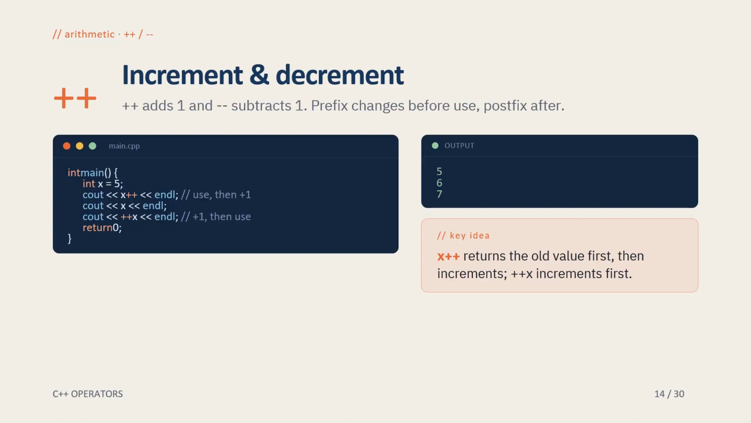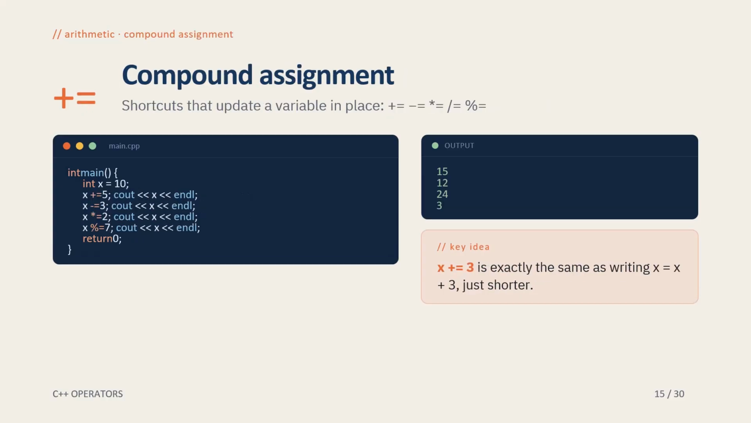The increment operator increases a variable by 1, while the decrement operator decreases it by 1. Prefix and postfix operators behave slightly differently. Next comes compound assignment. Here the operators are like plus equals and minus equals, which provide a shorter way to update variable values.